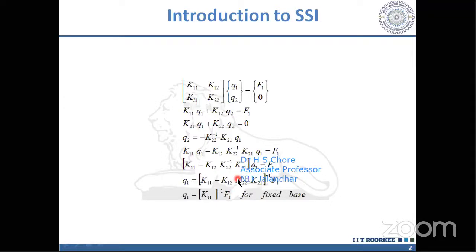Maybe what you can do is uncouple superstructure degrees of freedom and substructure degrees of freedom and solve. Or otherwise, we can take the complete problem, combine it, and solve it. Okay, this was just an example. Now we'll go for the analysis of building frames.